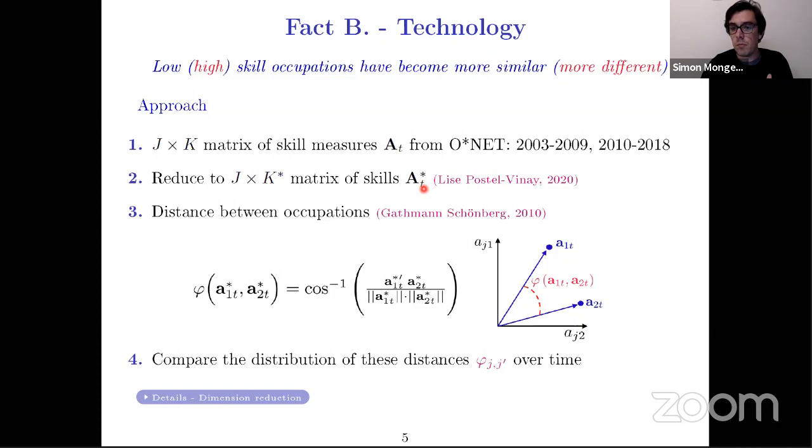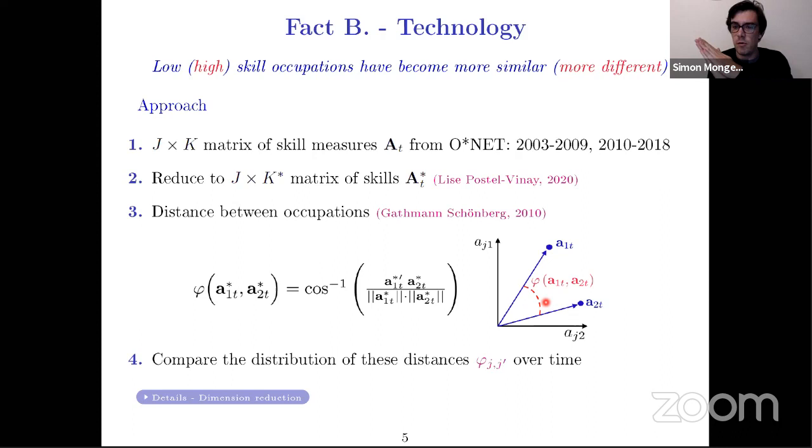How do I interpret this distance? It's like we're taking the radial distance between these two occupation skill vectors. So the maximal distance between occupations could be 90 degrees. If two occupations sit on top of each other, then the distance is 0 degrees. Okay.